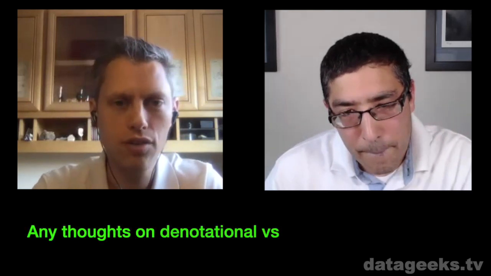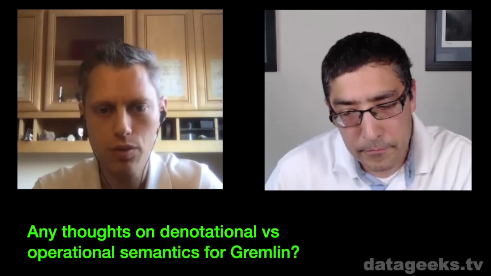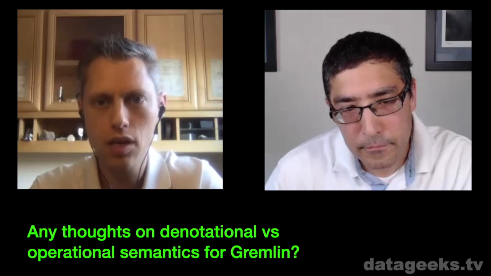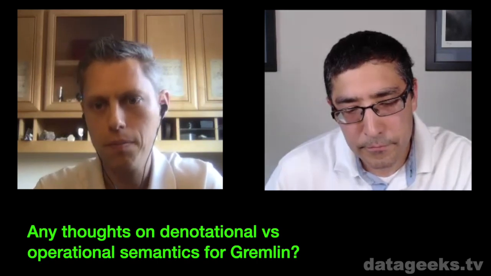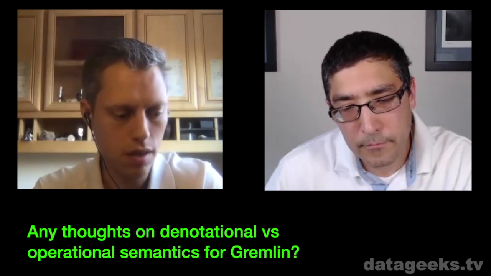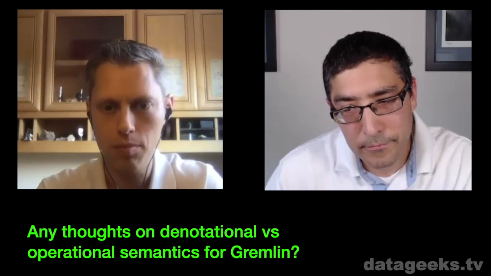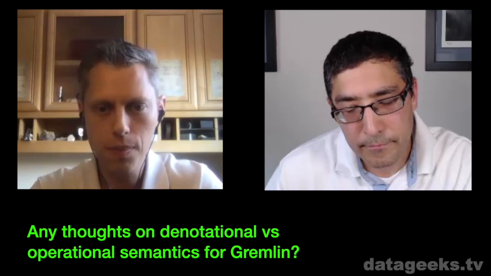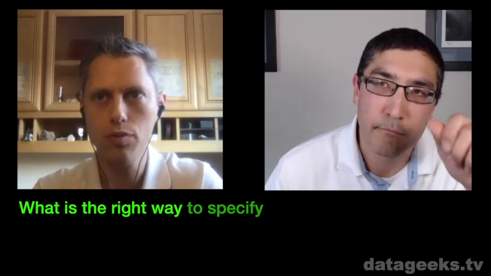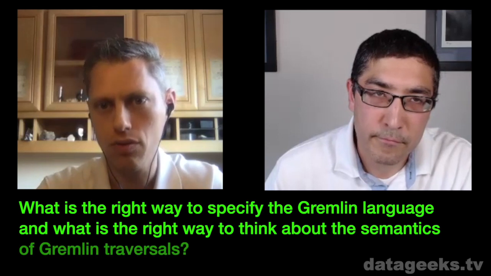Sure. Any thoughts on denotational versus operational semantics for Gremlin? Because it's an interesting beast where you can look at parts of it as a declarative traversal language with no side effects, and then of course there are steps in Gremlin that modify the graph. So any thoughts there about what is the right way to specify the Gremlin language, and what is the right way to think about the semantics of Gremlin traversals?